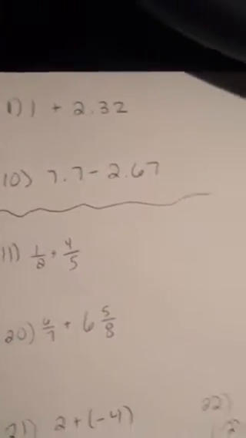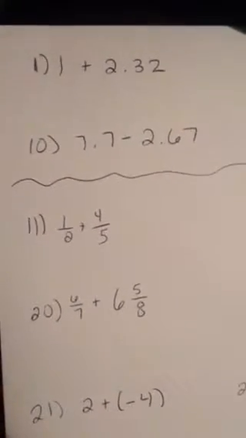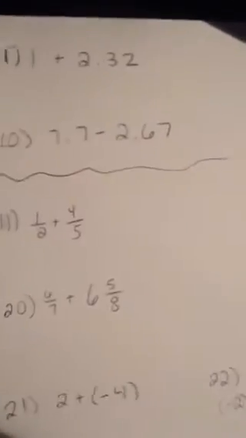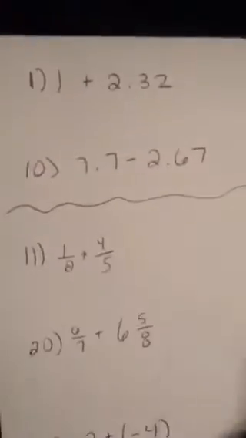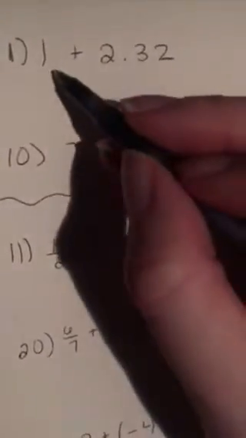And for number 1, that first page, sorry I don't have the copy. So you're just going to have to make sure you're on the correct problem. For number 1, you are adding 1 plus 2 and 32 hundredths.